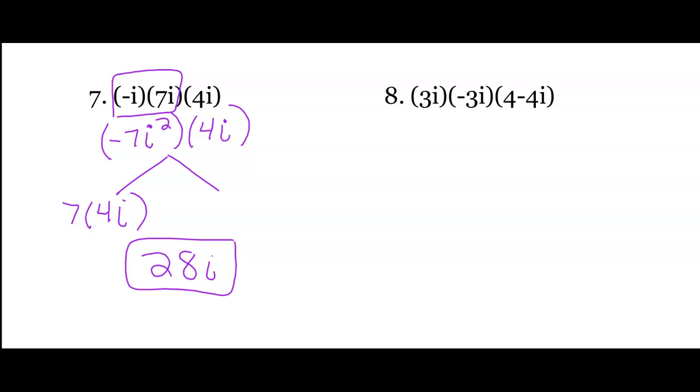Now, if you follow this path, you have negative 7 times 4, which is negative 28. i squared times i becomes i cubed. But i cubed becomes negative i. So a negative times a negative becomes a positive 28i.